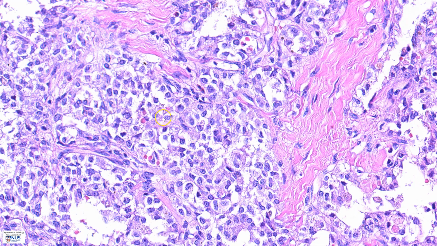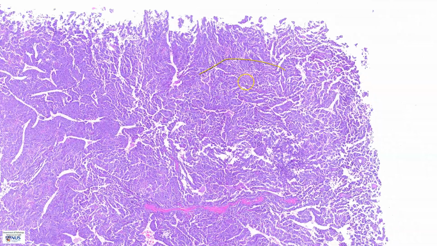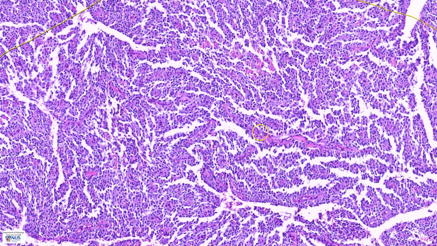In this better preserved area, we can see that the cells are arranged in rather loose sheets, and we can see the uniform round to oval nuclei. Let's look at the more pseudopapillary area. So in this area, as we zoom in, we can see the formation of these very slender papillary structures.